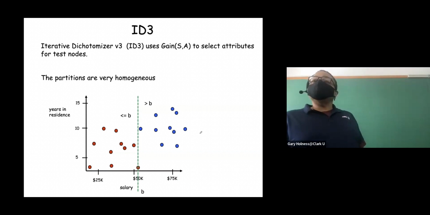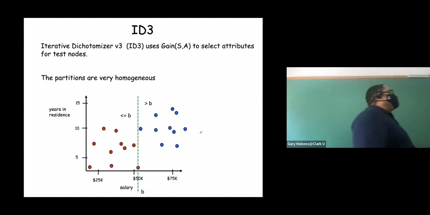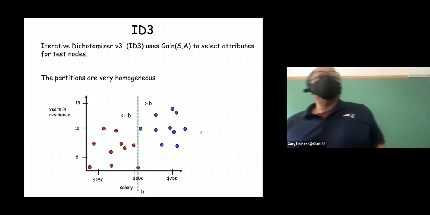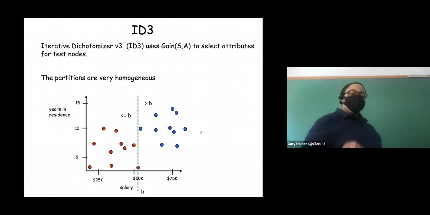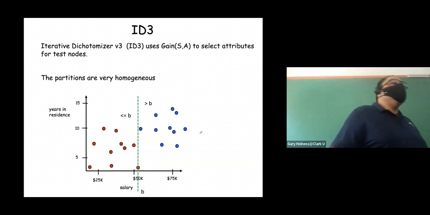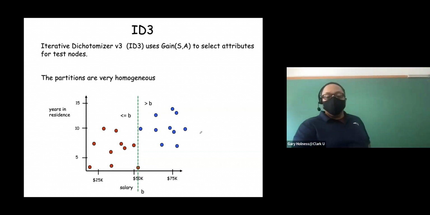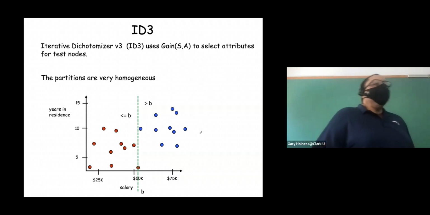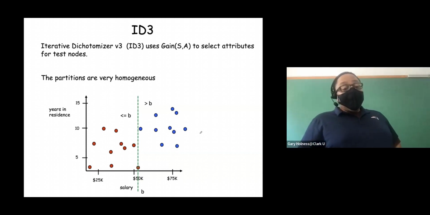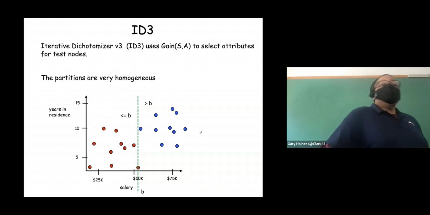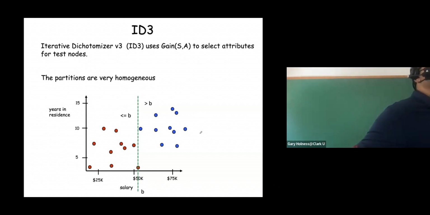Any questions? And so the information gain will say, for this particular attribute, salary, you're better off because we can get a really good reduction in the number of bits represented. It's more homogeneous if you split on salary than if you split your data based on years in residence. Does that make sense? Any questions? No? All right.